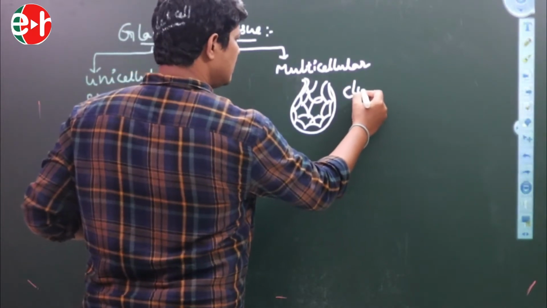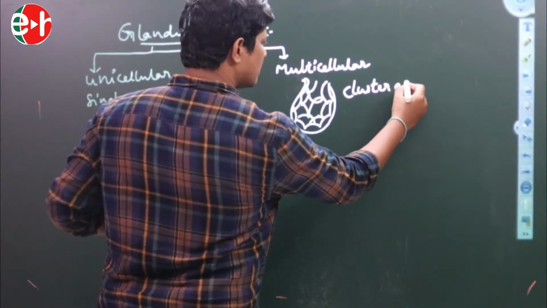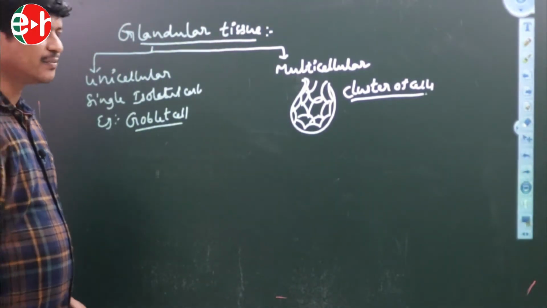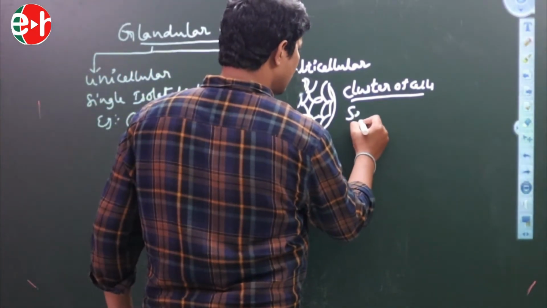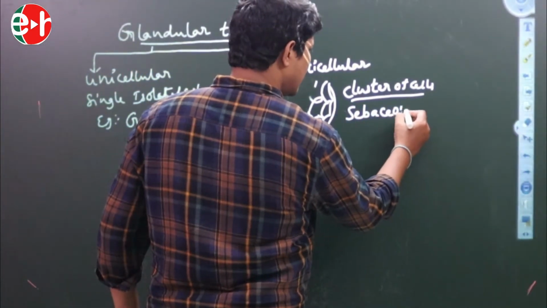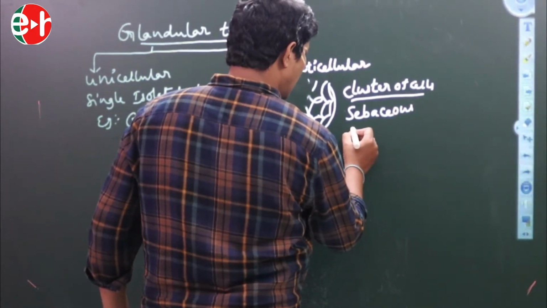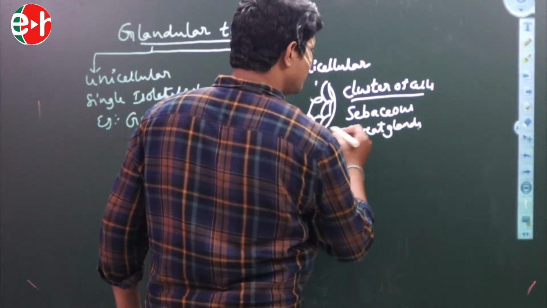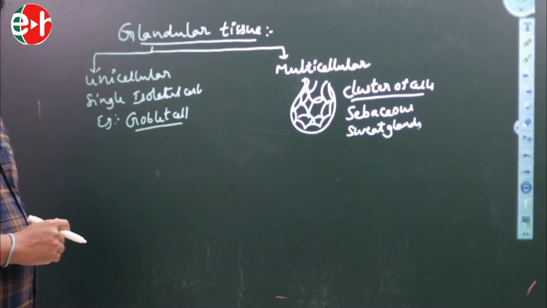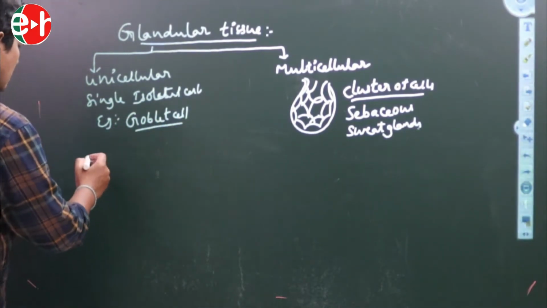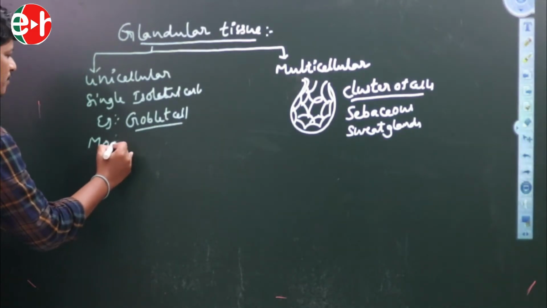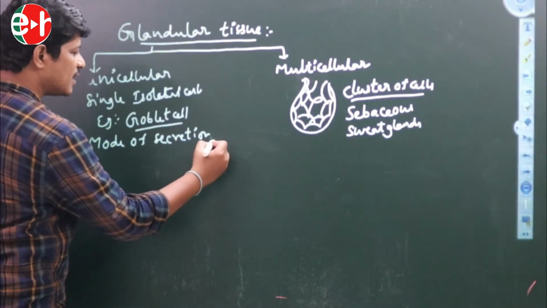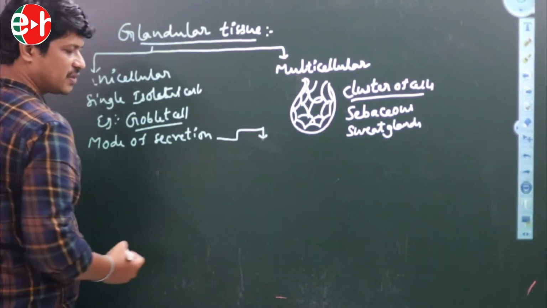In the multicellular glands, these clusters of cells are called multicellular glands. Examples for the multicellular glands: sebaceous glands which secrete sebum oil, and the second one is sweat glands. These are some examples for the multicellular glands. Now, according to the mode of secretion, these glands are divided into two types.